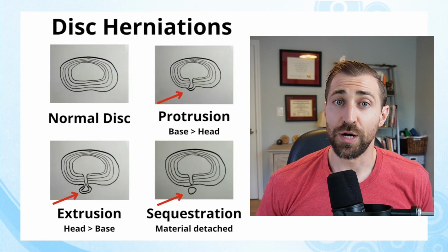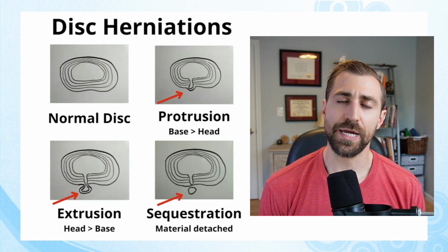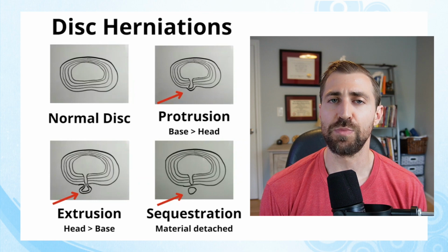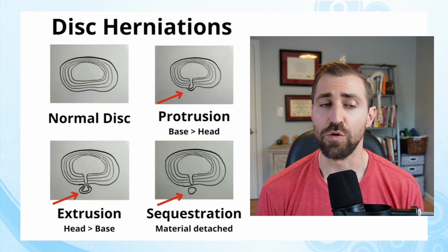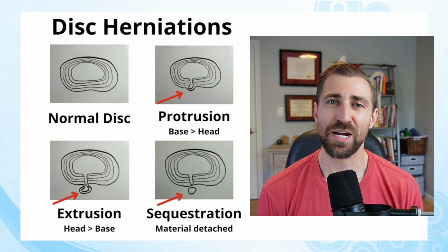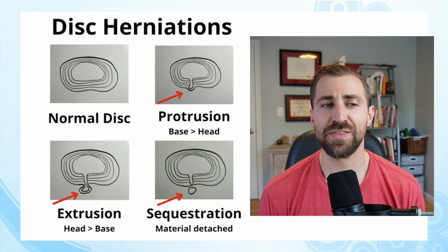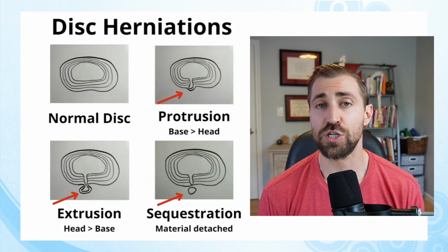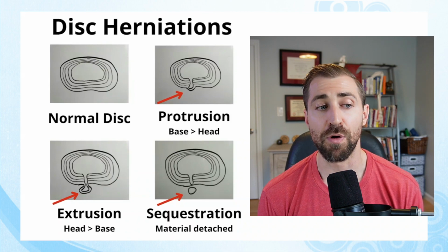So we actually have a bunch of different types of disc herniations, right? We went over the difference between a herniation, more focal, and a bulge, which is much more broad, okay? So these are herniations and they're much more focal. And you can have a protrusion, an extrusion, or a sequestration. When folks have a protrusion, it means that the base of the herniation is going to be larger than the head, okay? You can see that image on the top right.